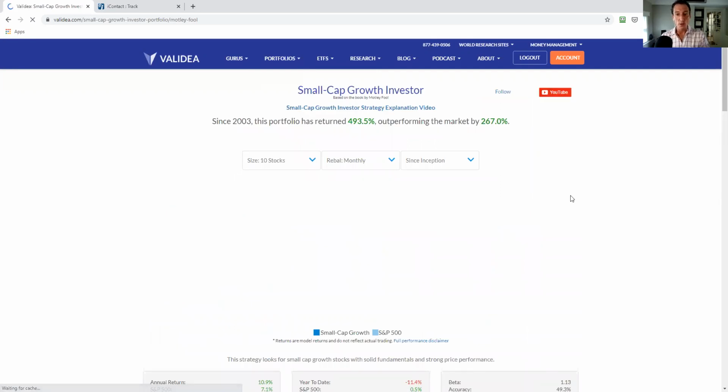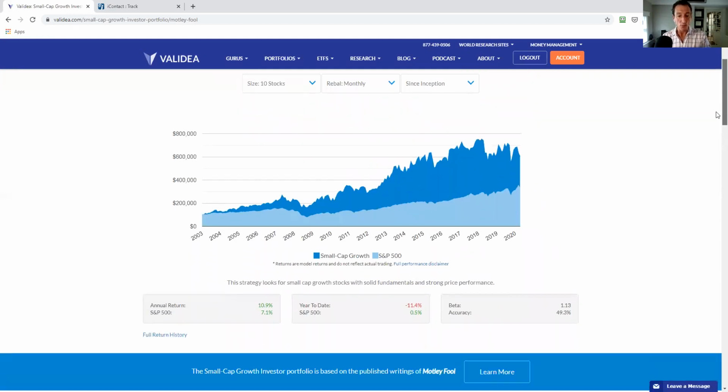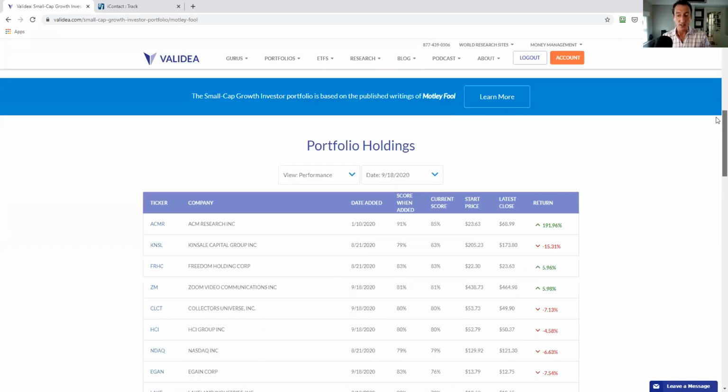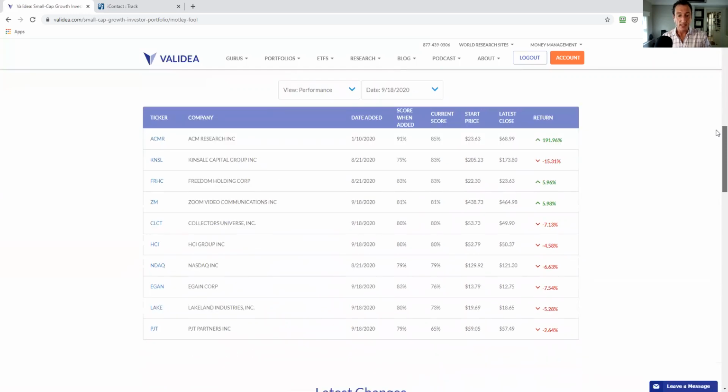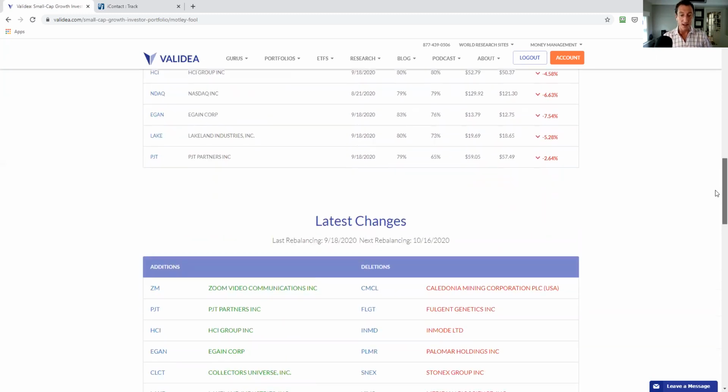So here, all we're doing is we're coming into the model portfolio for the Motley Fool small cap growth investor strategy. And we can scroll down. We're going to see the exact same things that I showed you on the other page, only it's going to be obviously a different set of stocks and a different number of stocks, because here we're looking at the 10 stock portfolio. Before we were looking at the Lynch 20 stock tax efficient portfolio. So this is going to have a lot more changes.